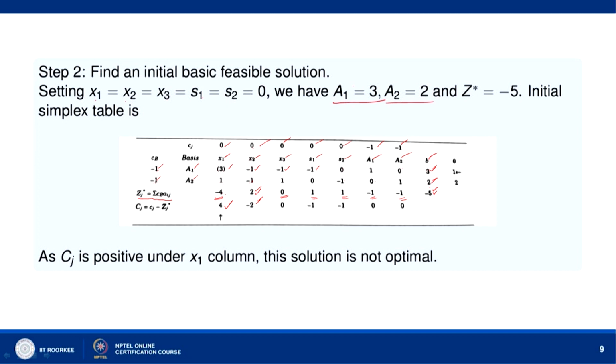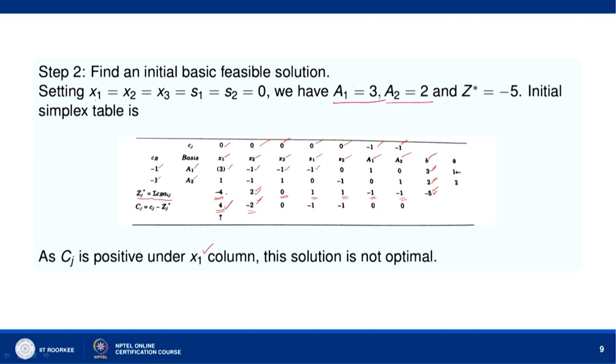Okay. Now, Cj is equal to 4 here. Cj is Cj minus Zj star. So, 0 minus 4 gives you 4, and 0 minus 2 gives you minus 2 here. This is 0, this is minus 1, 0, 0. Now, we can see that Cj is positive in this column. So, Cj is positive under the x1 column, and therefore, this solution is not optimal.